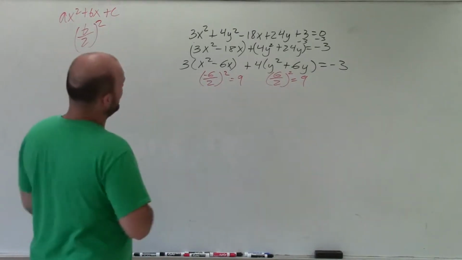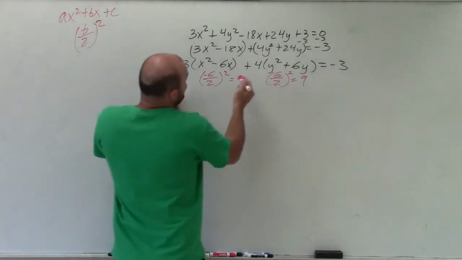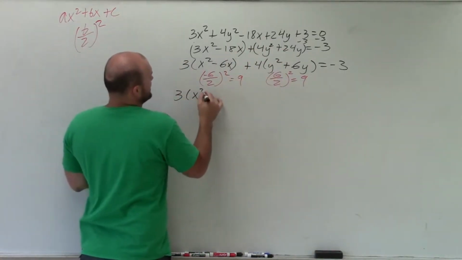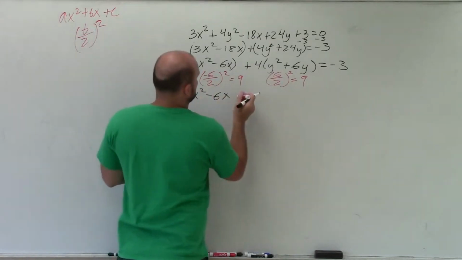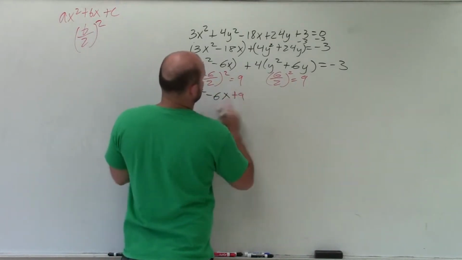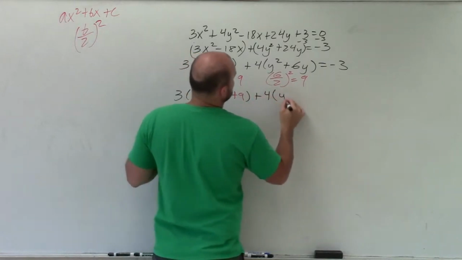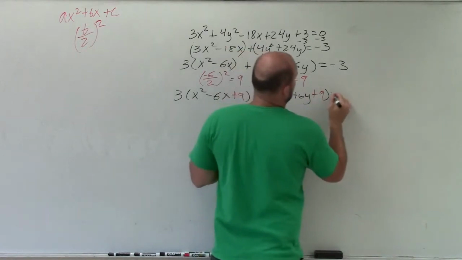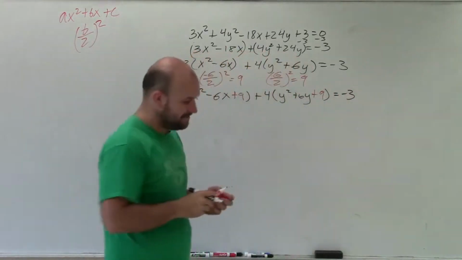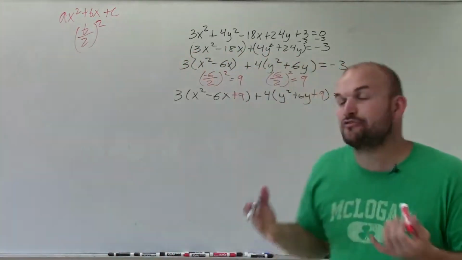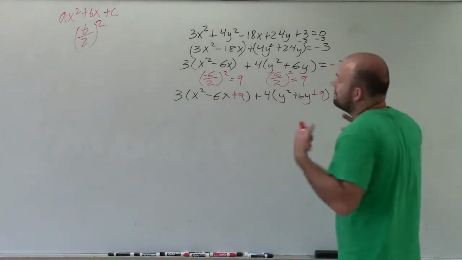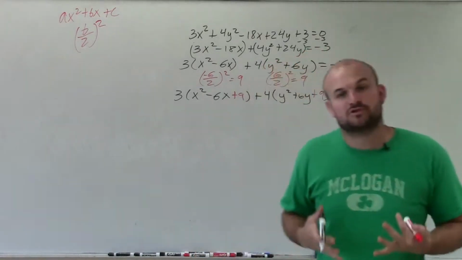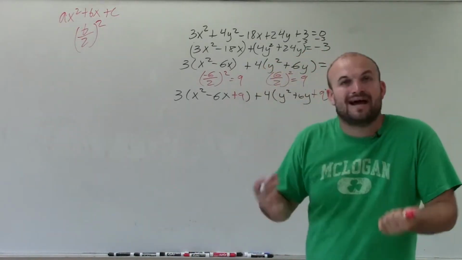I like this problem. So now I'm going to add these two values inside of both of my parentheses. So now I have 3 times x squared minus 6x plus 9, plus 4 times y squared plus 6y plus 9, equals negative 3. Okay? So by adding 9, what I have done is I've created a perfect square trinomial, a trinomial that I can factor down into a binomial squared, meaning a factor multiplied by itself.